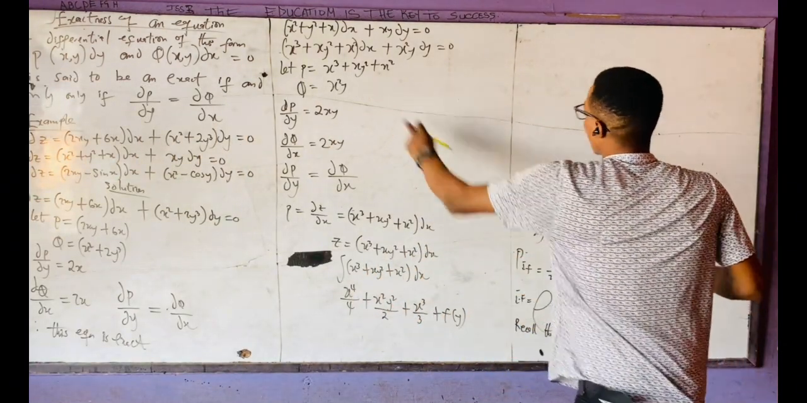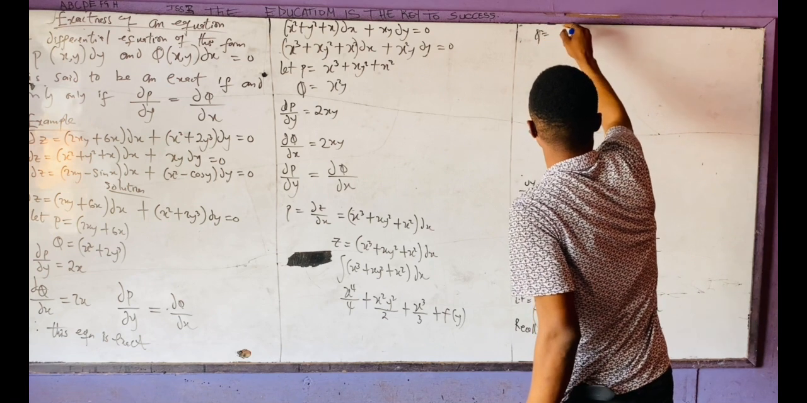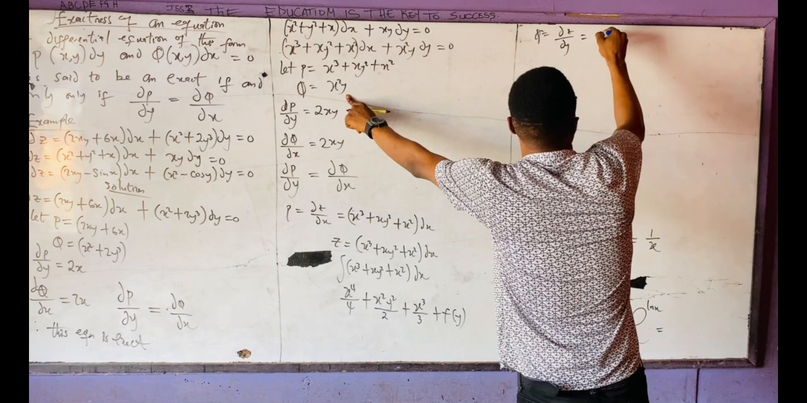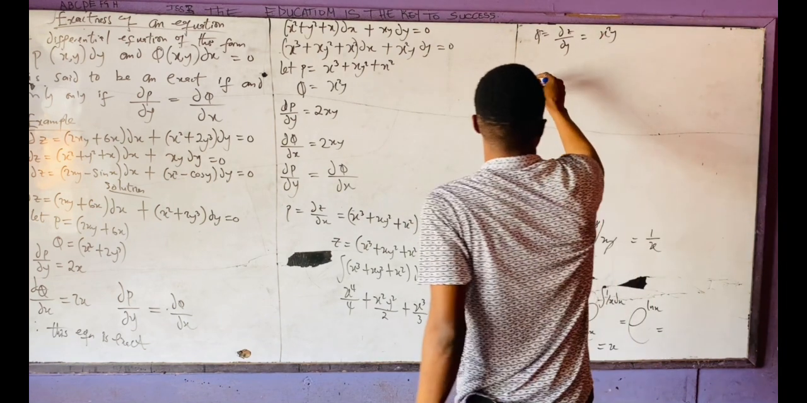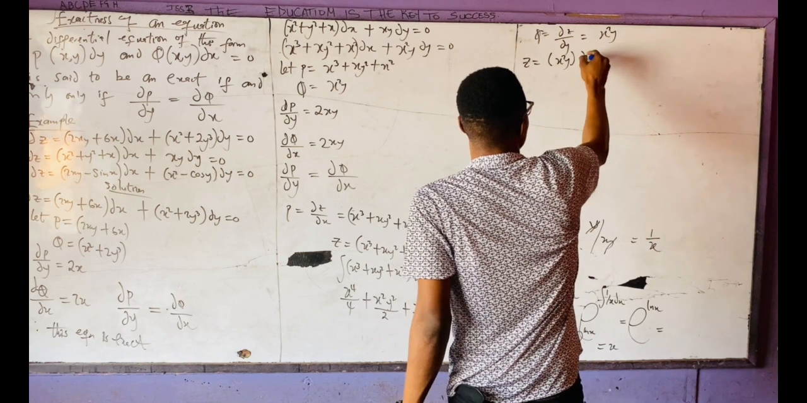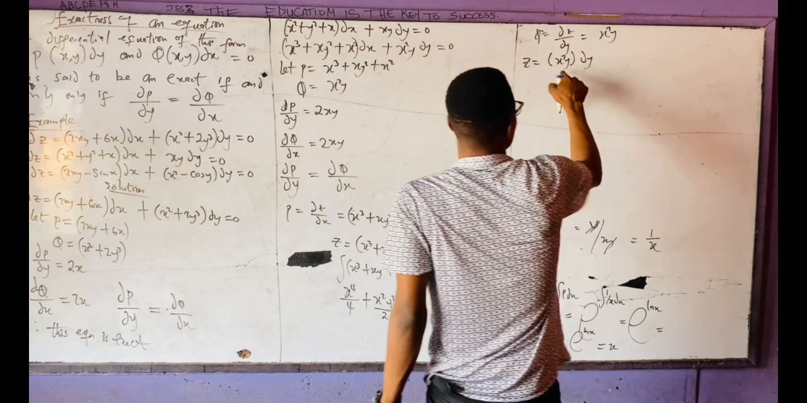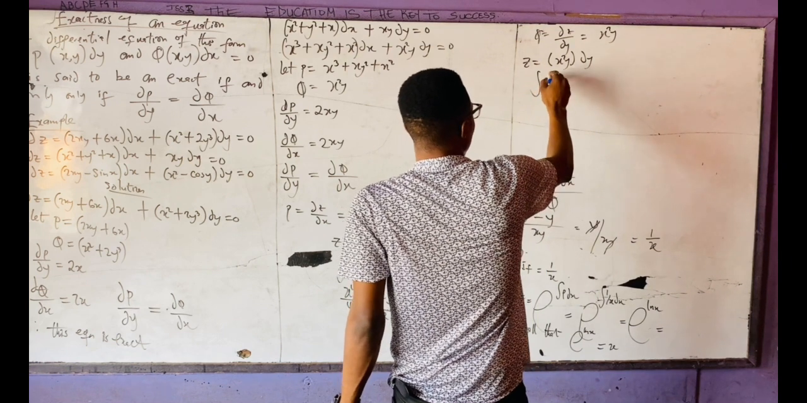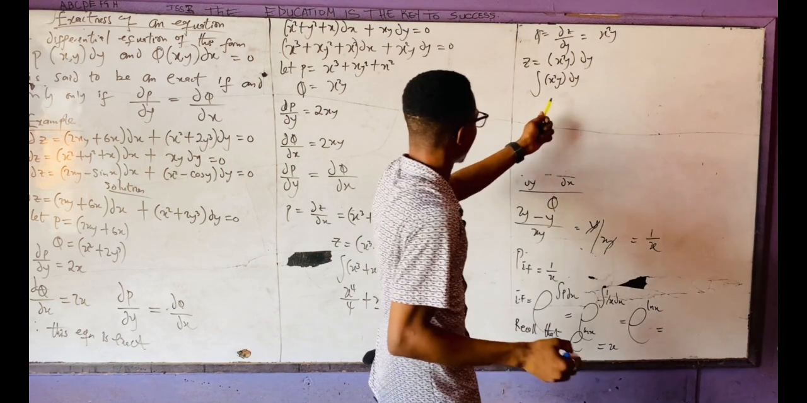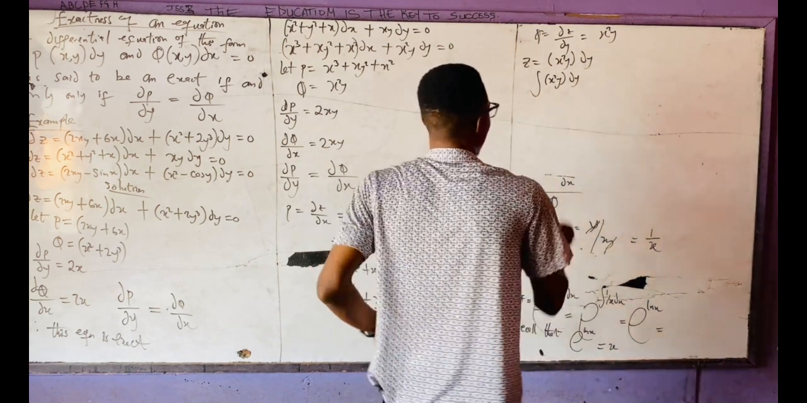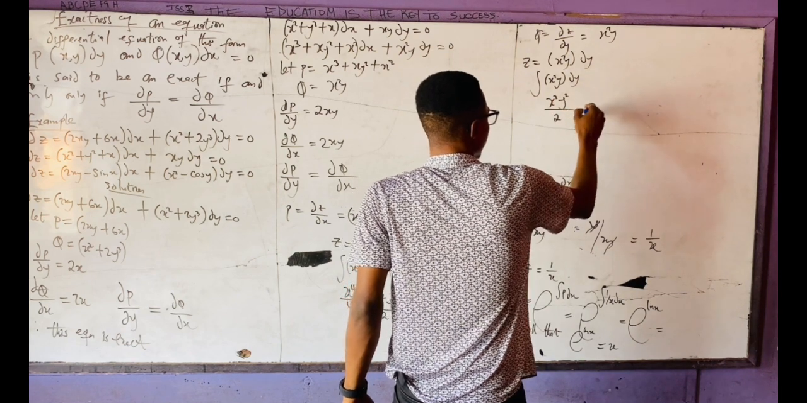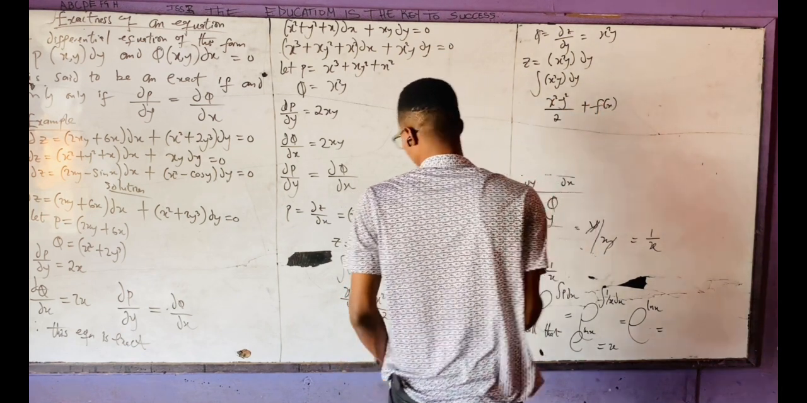The second expression, we have q equals dz over dy, which is equal to x squared y. Now z equals the integral of x squared y dy. We need to integrate this with respect to y. So if I integrate x squared y with respect to y, I'm going to have x squared y squared over 2 plus f of x.